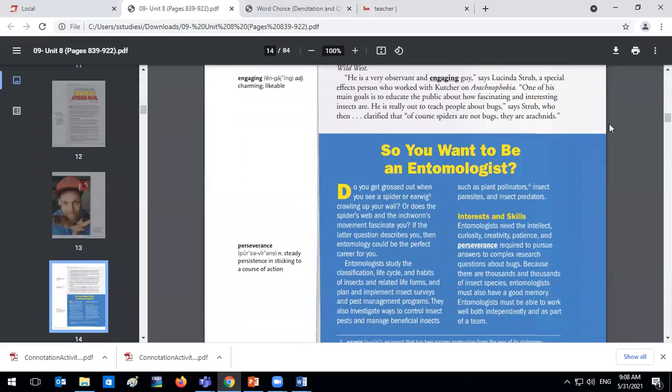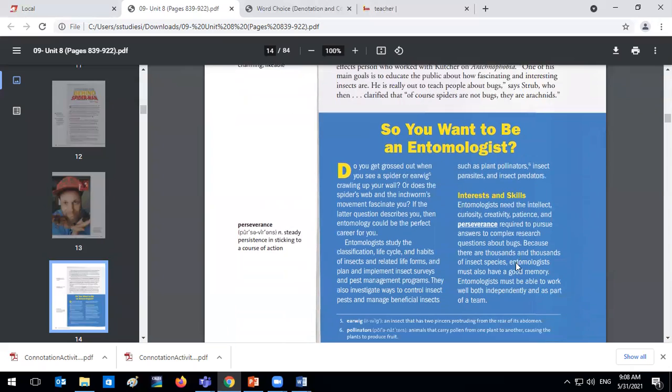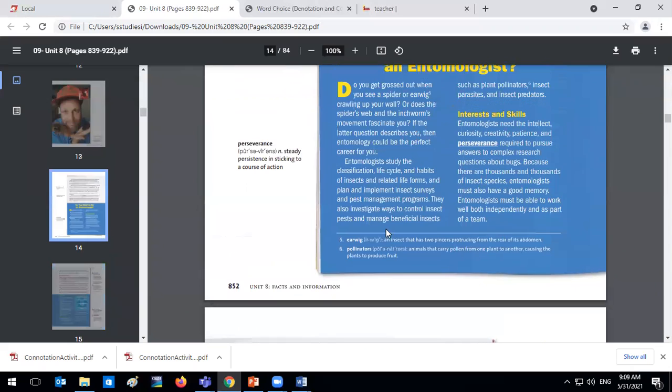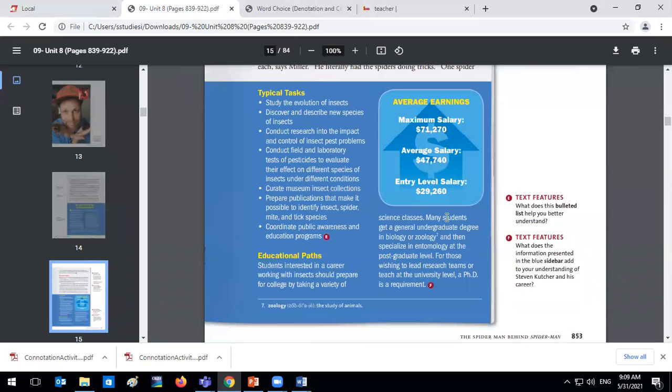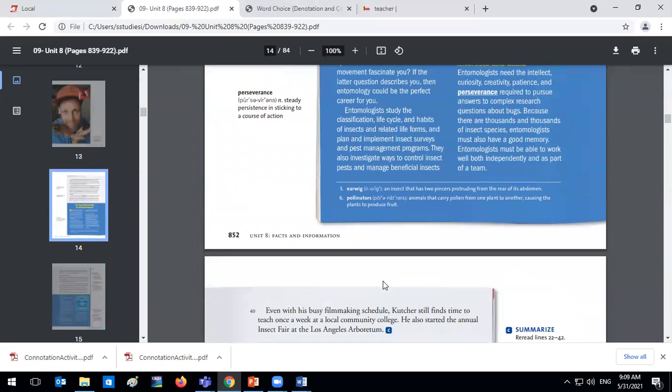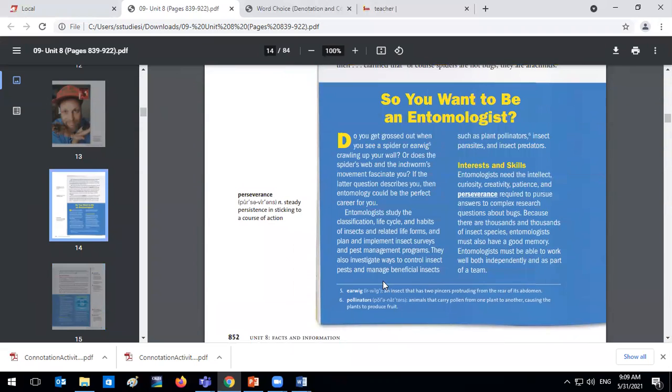Now, this is a sidebar, this blue area, and the sidebar extends from this page and goes on to this page. This sidebar is very interesting because it provides you with information on what it takes to be an entomologist. If you want to be an entomologist, just like Stephen Kutcher, what are you supposed to do?